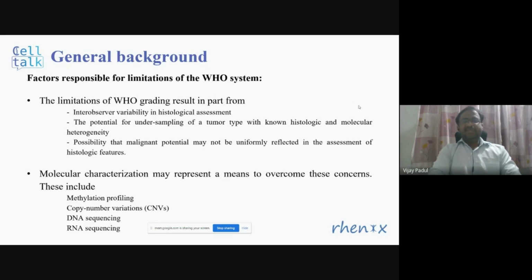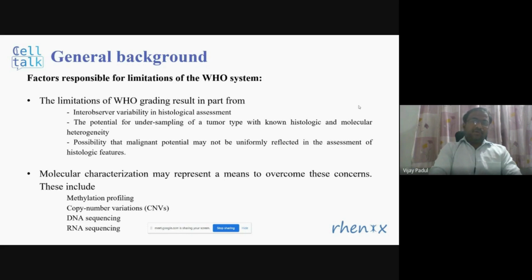So the WHO grading system only includes the histological features of the tumor. These authors have tried to integrate the molecular features of the tumors also, as molecular characterization of tumors is becoming much more common right now, because sequencing and other allied technologies are more common.